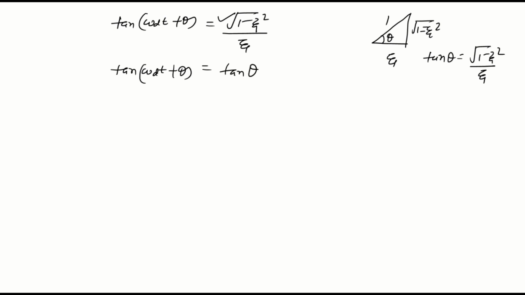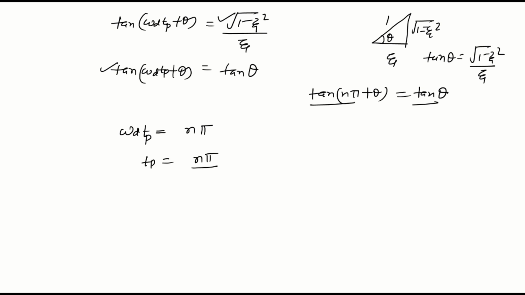From trigonometry, I know that tan of n pi plus theta can be written as tan theta. So if I compare these two equations, omega d t should be equal to n pi. Since this t is Tp, because at t equals Tp the slope was 0, I can write Tp as n pi by omega d, where omega d is omega n square root of 1 minus zeta square.